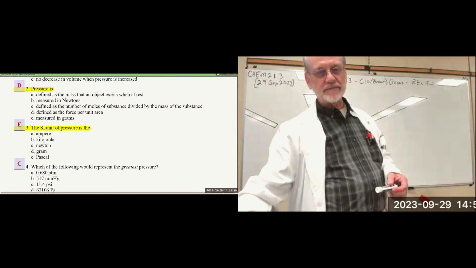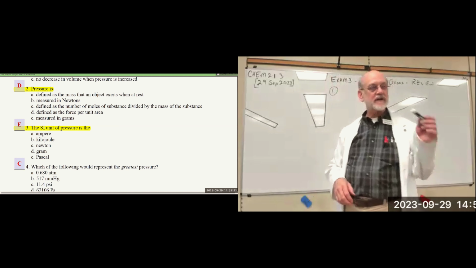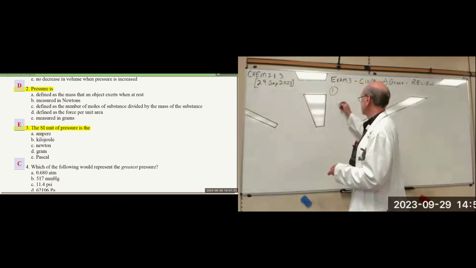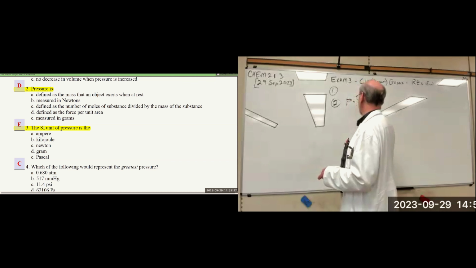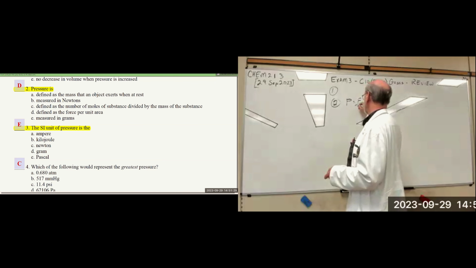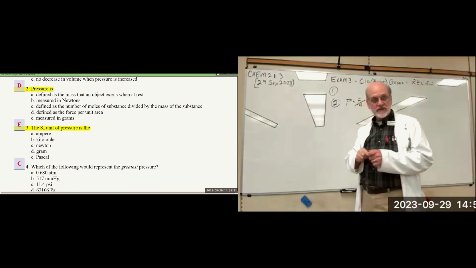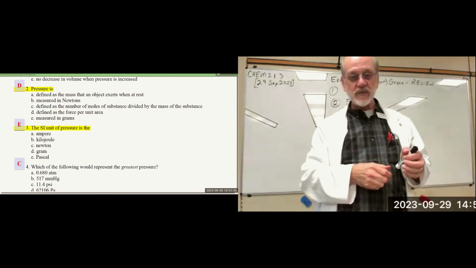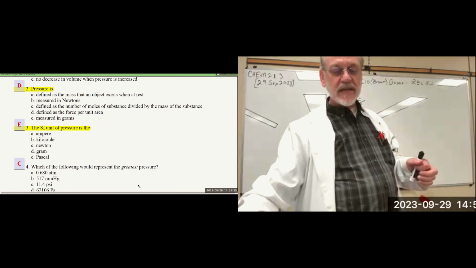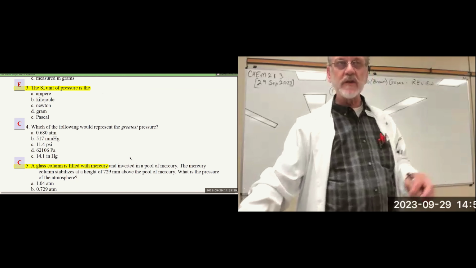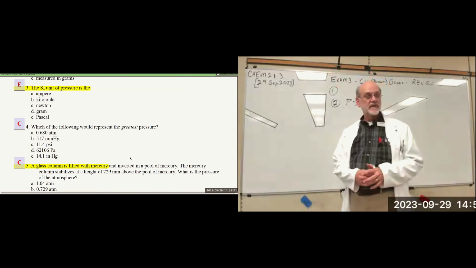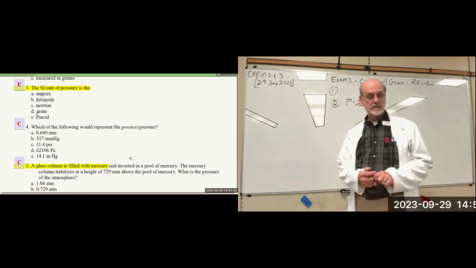Pressure is what? Pressure is defined as a force per unit area. Right? Pressure equals force per unit area. That's a basic definition. D. E is the unit of pressure that is standard for the international system. That's the Pascal.